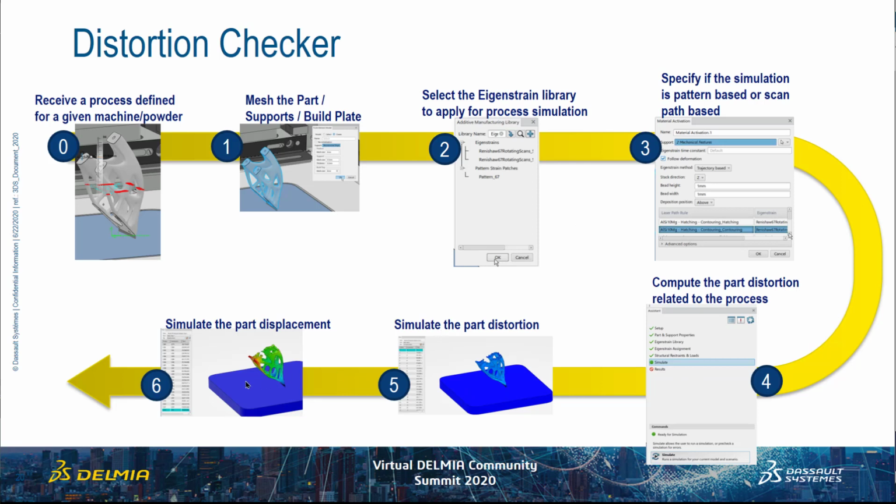When he simulates the buildup, he will be able to analyze the distortion, displacement, and the spring back behaviors and so on. The idea is that the engineer can go back to his process definition if he wants to make a change, and then see that particular displacement or distortion reduced as he develops this process for printing the part. That's the value of the distortion checker. And this is all integrated, just a part of his workflow when he's defining the additive process. Okay.